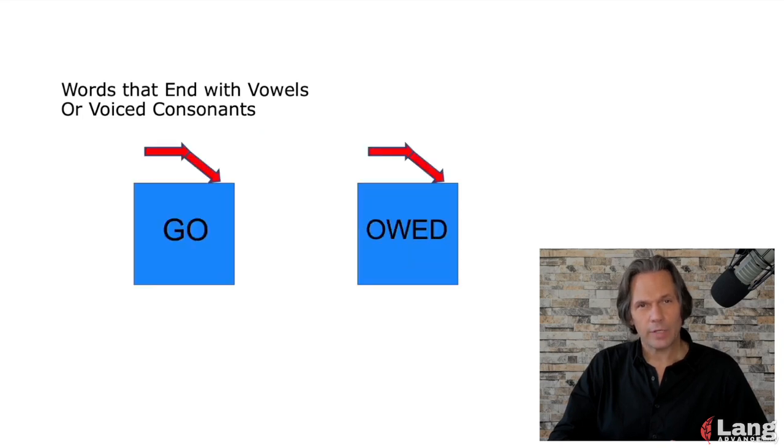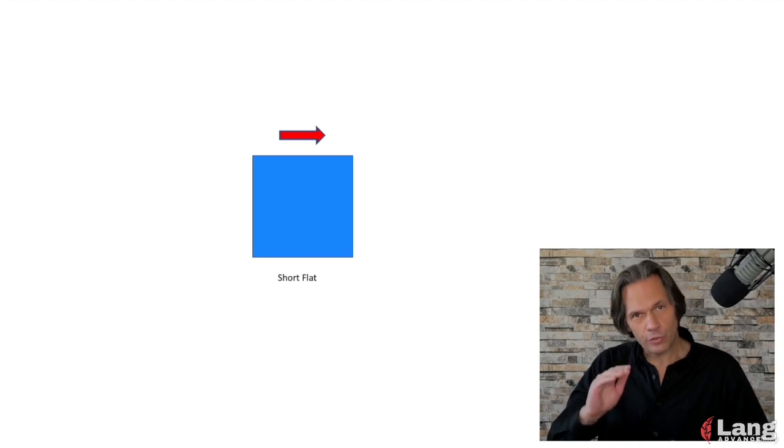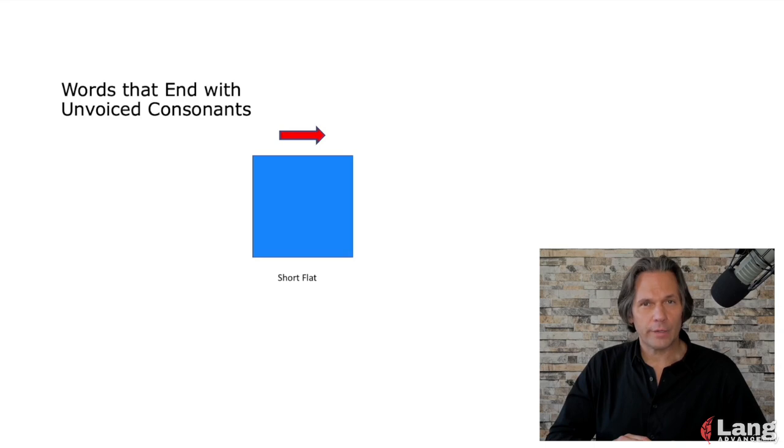We will very often hear this long drop tone. You'll hear it in syllables that end with vowels, and we will hear it in syllables that end with voiced consonants. Let's look at another pitch tone. This is the short flat tone, and as the name suggests, the vowel length will be shorter and it will not have the kind of drop in pitch that we hear with the long drop tone. This is the tone that we'll hear in vowels before unvoiced consonants. The unvoiced consonants are also called whispered consonants.